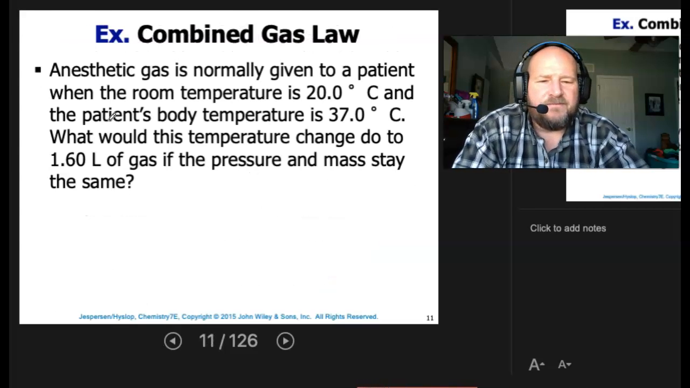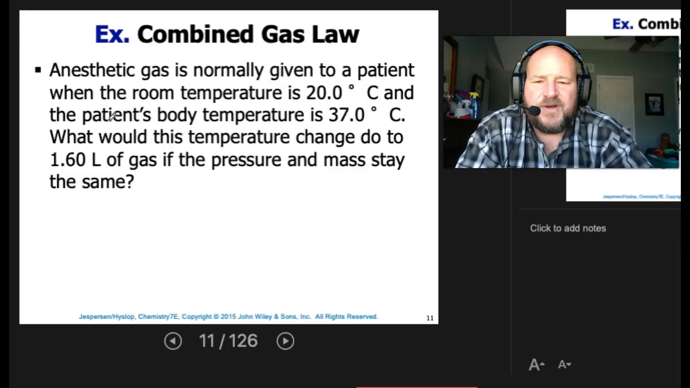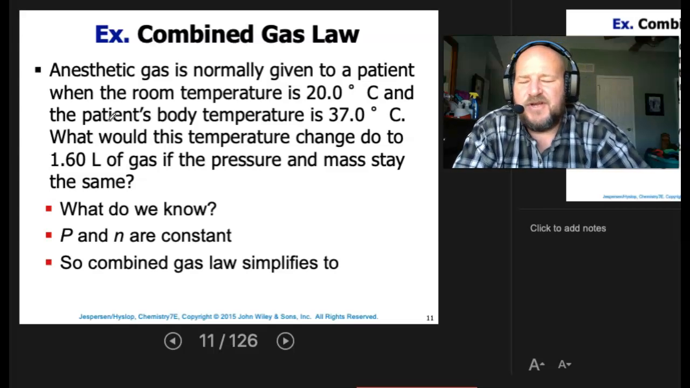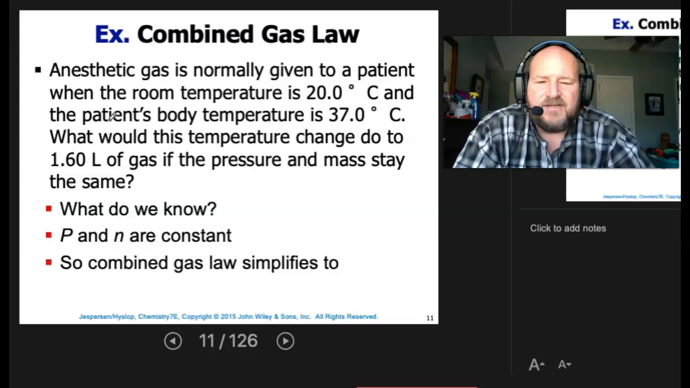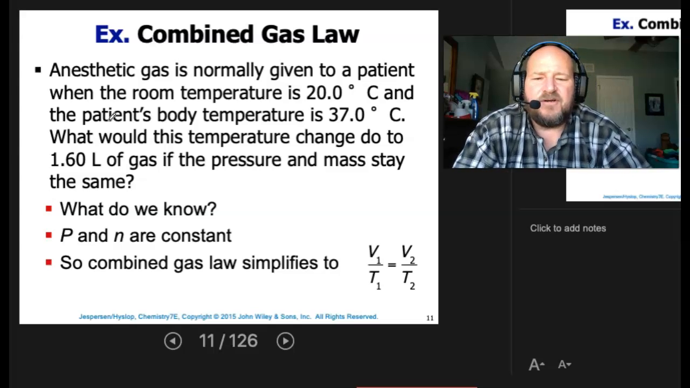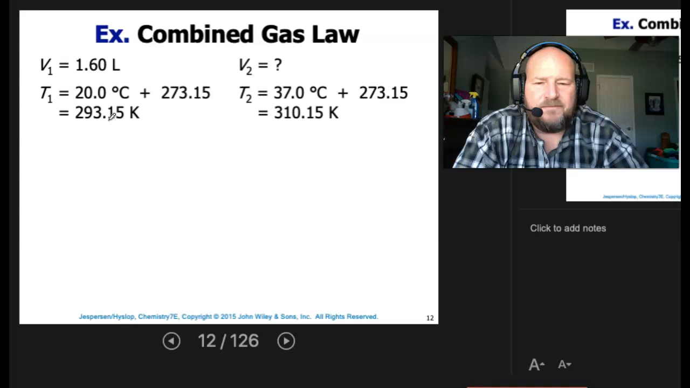All right, let's try another one. Anesthetic gas is normally given to a patient when the room temperature is 20 degrees C and the patient's body temperature is 37 degrees C. What would this temperature change do to 1.6 liters of gas if the pressure and mass stay the same? So what do you know? Pressure and moles are constant. So the combined gas law simplifies to Charles' law. Right? So pressure and mass, i.e. moles, stay the same. And so we're left with Charles' law.